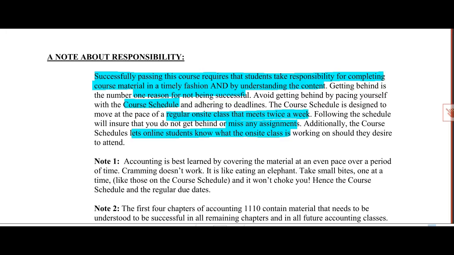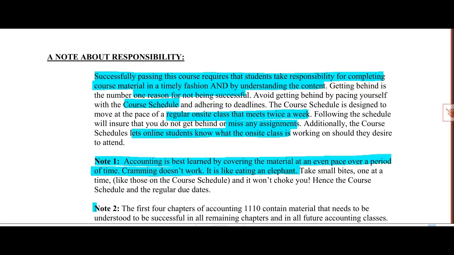Now a couple of important notes. Note 1. Accounting is best learned by covering material at an even pace over an even period of time. Cramming does not work. It's like eating an elephant. You have to do it in small bites.